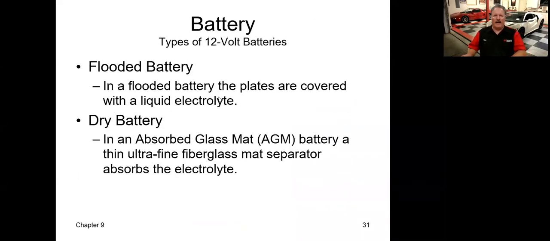Okay, batteries. Two types of batteries. Flooded batteries: the plates are covered with a liquid electrolyte, sulfuric acid and water. I'll show you that in the second video. A dry battery, an AGM battery, has a thin layer of ultrafine fiberglass mat separator that absorbs the electrolyte. Those are newer style batteries.